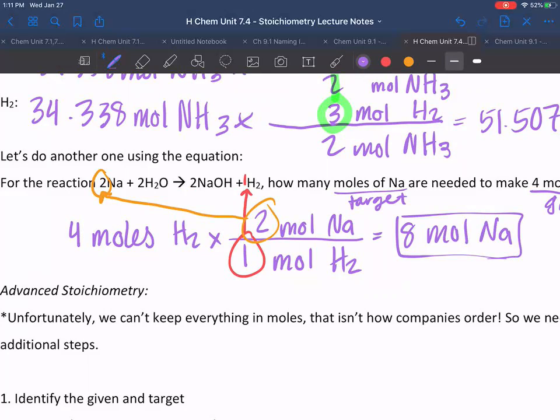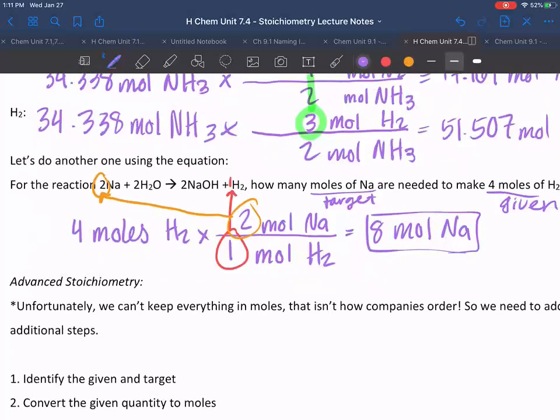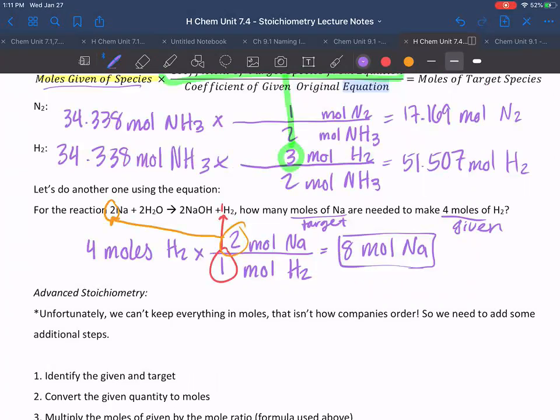All right, we're going to call this advanced stoichiometry. Pretty much, unfortunately, but it also makes sense. You don't go to a company and order moles of something. You want it in grams, liters, a different unit. So we're just going to have to do unit conversions, but guess what is always the central unit to compare between? Moles.